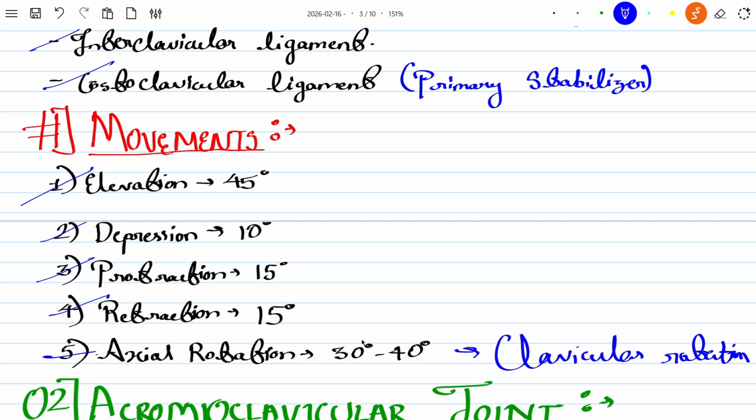This clavicular rotation further gets divided into anterior rotation and posterior rotation. So the 30 degrees, I guess, is anterior rotation and 40 degrees is posterior rotation of the clavicle.